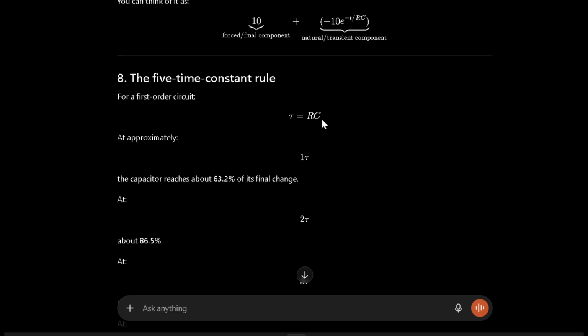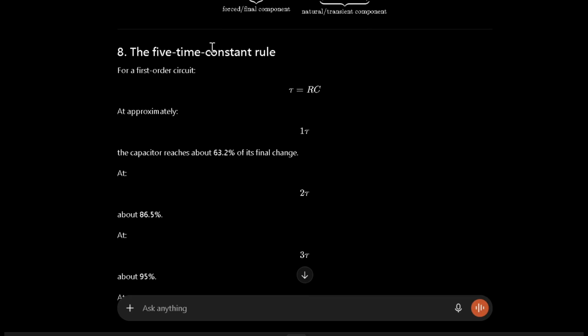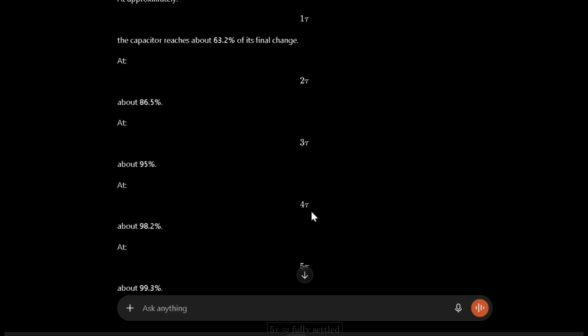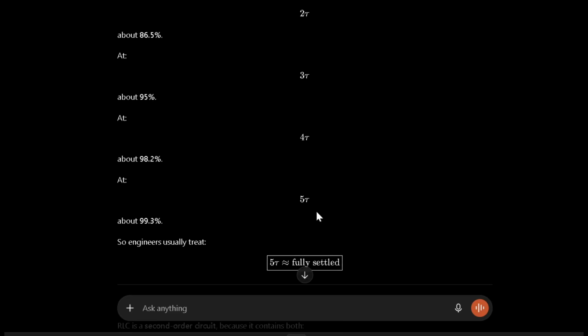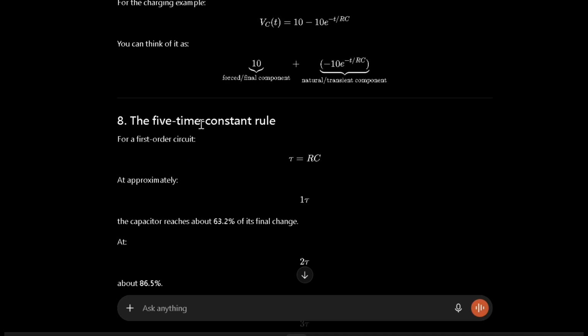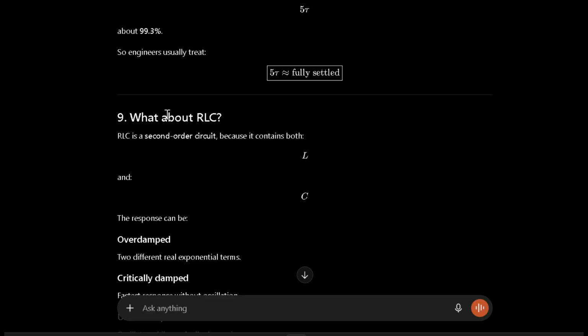Then the time constant. For a first order circuit, this is the first order circuit equation, meaning RC and RL. For RC we get 63.2 percent at 1 TC, then 2 TC, 3 TC and 4 TC we get 98.2. At 5 TC we get 99.3. So we usually say 5 TC is fully settled for both RC and RL. But then what about second order circuits?